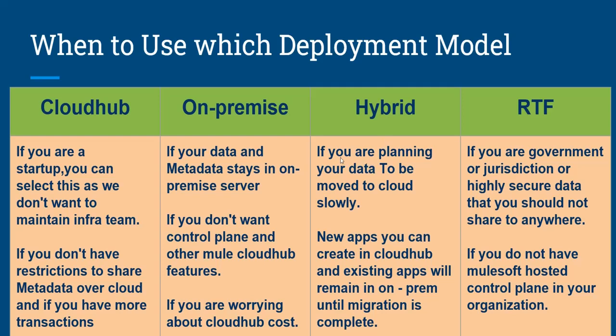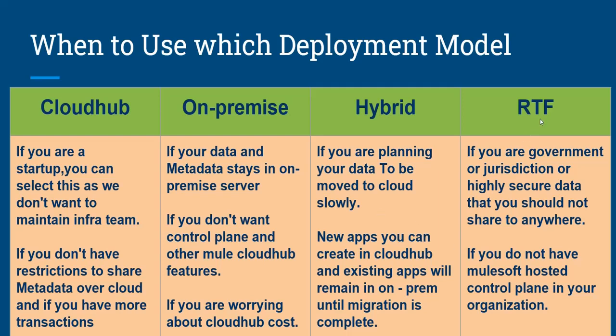What about the hybrid model? If you are planning to move your data into Cloudhub slowly, like maybe after 6 months or after 1 year you are going to migrate to the Cloudhub model, but still you want to use the Cloudhub features, you can use this hybrid model. Slowly you can migrate the runtime plane also to Cloudhub. In that case, you just create new applications in Cloudhub, and existing apps remain the same in the on-premise servers. Once the data migration is done completely, it will be completely moved to the Cloudhub model.